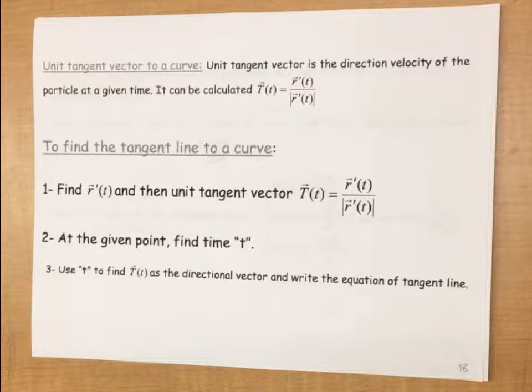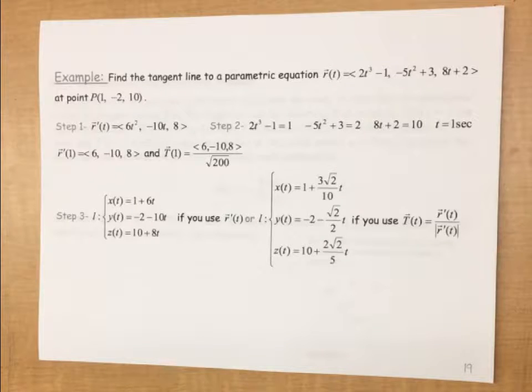The first one is to find r prime of t and then the unit tangent vector. And then the second step is, at the given point, find time t. And then use t to find T of t as a directional vector and write the equation of the tangent line. And so we can see this in an example.